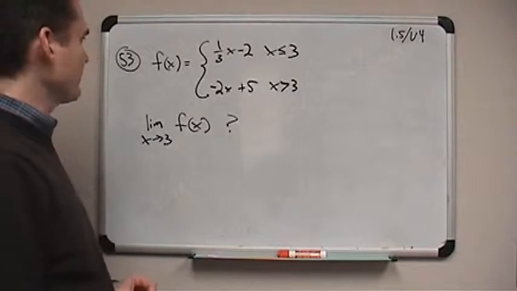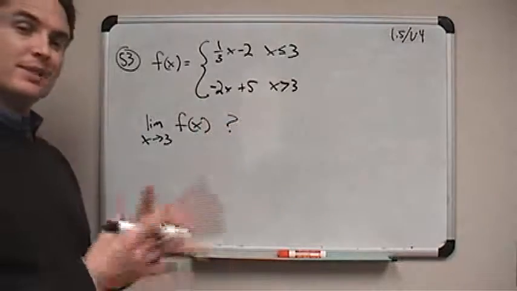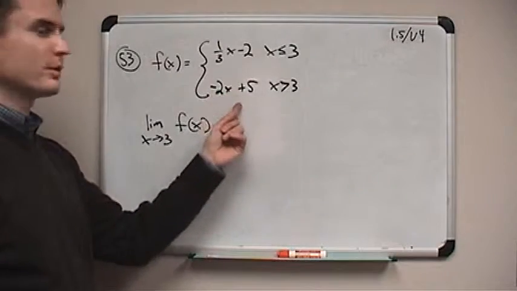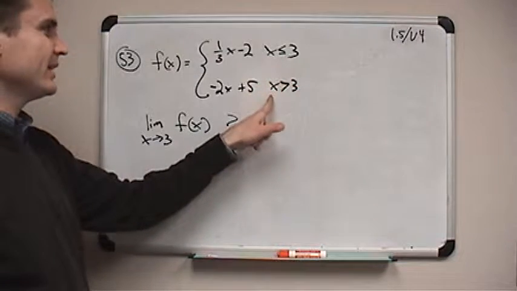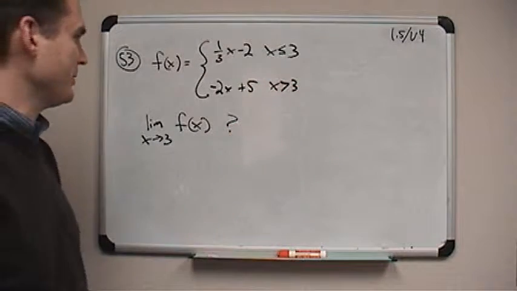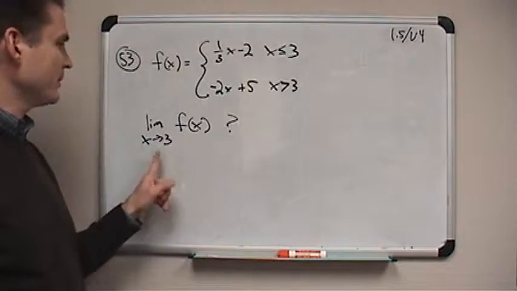Okay, a couple more problems with limits. This is number 53 in the book. They give us a function which is a piecewise function. Two different formulas, one which is valid when x is less than or equal to 3, another which is valid when x is bigger than 3. And of course, the limit they ask for: what does this function approach when x approaches 3?